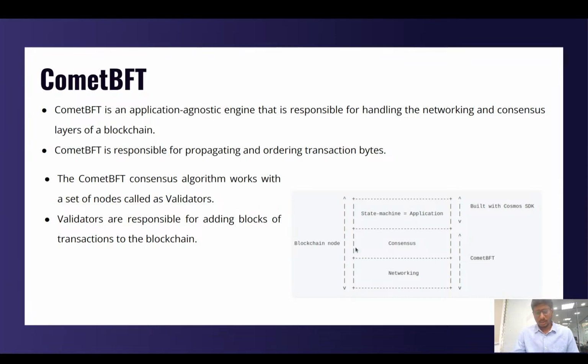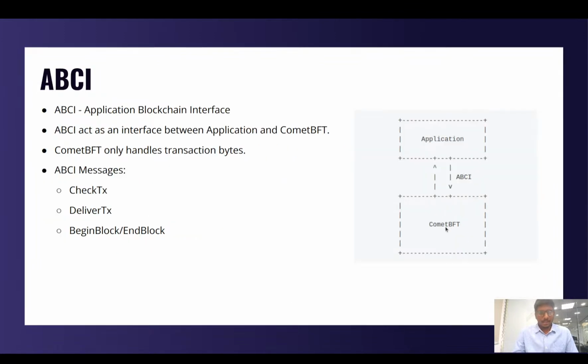If we see this image, there is a state machine, and below it is consensus and networking, which are taken care of by CometBFT. The interaction between the application and CometBFT is taken care of by ABCI, the Application Blockchain Interface. It is helpful for transferring messages between the application and CometBFT. Here are a few messages that ABCI handles. One is CheckTx and then DeliverTx.